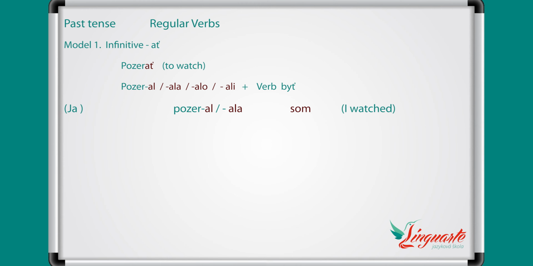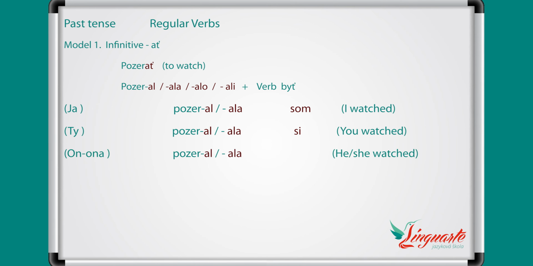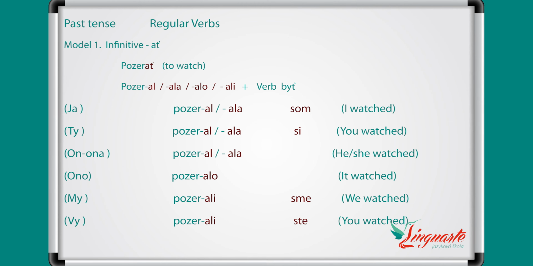We need to add the forms of the verb to be except for the third person. So, pozeral si, pozerala si, you watched. Pozeral, pozerala, he or she watched. Pozeralo, it watched. For the plural, as mentioned, we need the ending ali for the verb. Then we have pozerali sme, we watched. Pozerali ste, you watched. Pozerali, they watched.